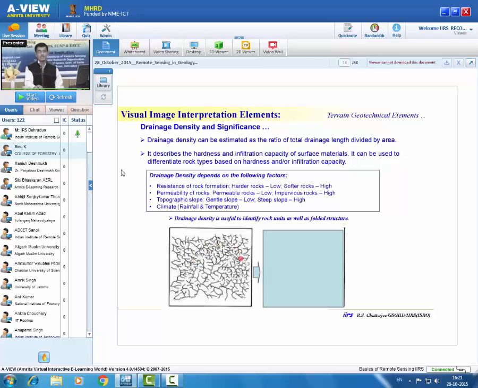Where the drainage density is more, like in this area, it is high, whereas here the drainage density is relatively less, and here also it is relatively less. So drainage density will be high where the rocks are softer, and low where the rocks are harder. And then the permeability of the rocks: where the rocks are permeable, then drainage density will be low. Where the rocks are impervious, then drainage density will be high. Again, depending on the topographic slope, if the slope is gentle, then drainage density will be low. If the slope is steep, the cutting power of the drainage is more, so in steep slopes drainage density will be high. But again, everything is controlled by the rainfall and the climate of the area.